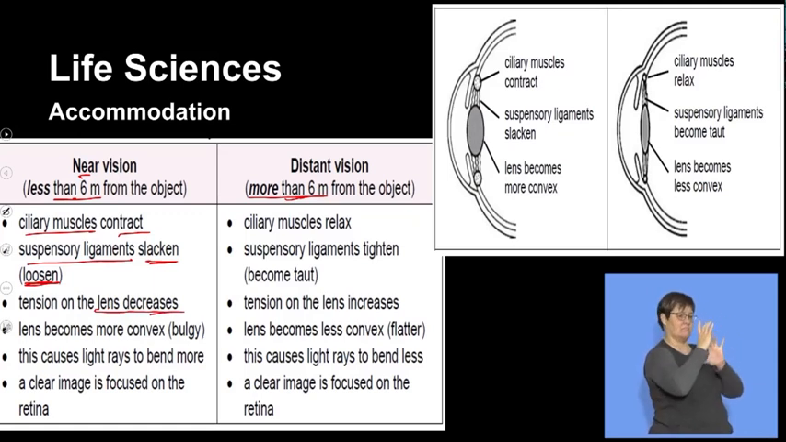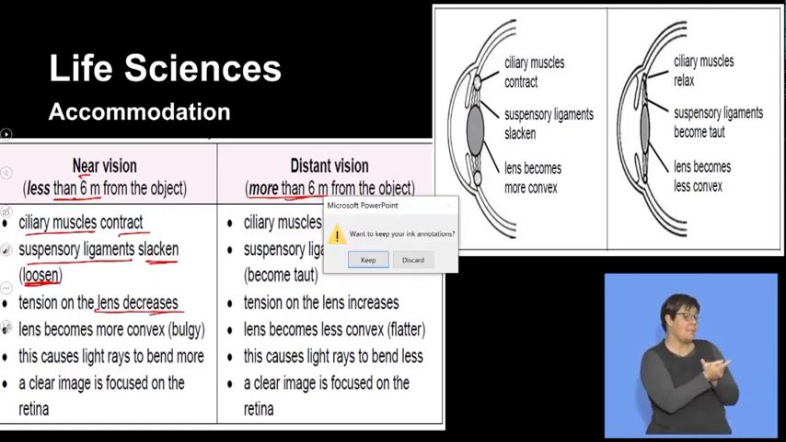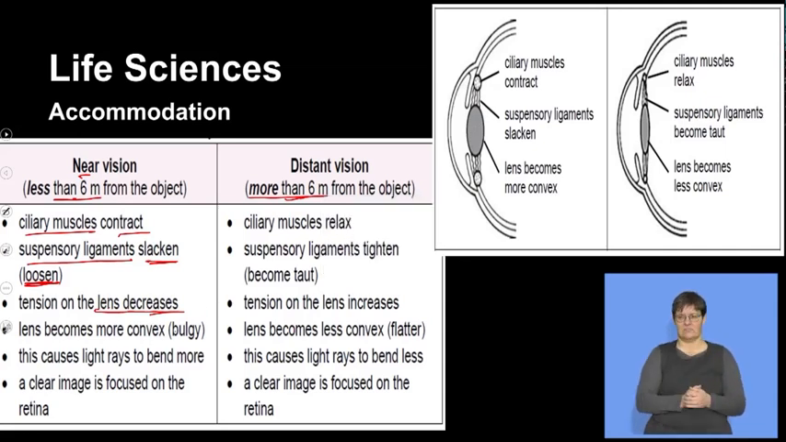Then what happens to the lens in that case? Then the lens will become more convex, which means the lens will bulge. This will cause the light rays to bend more. Then a clear image is focused on the retina.